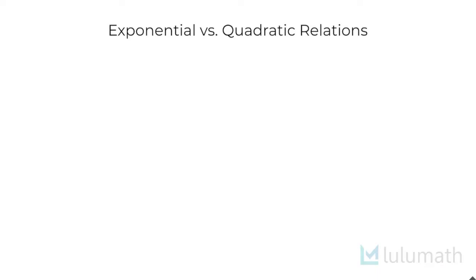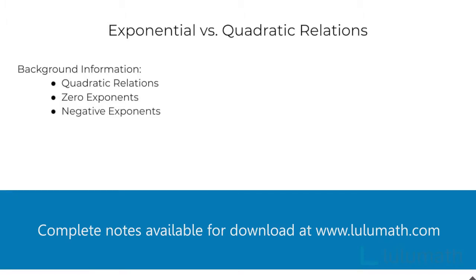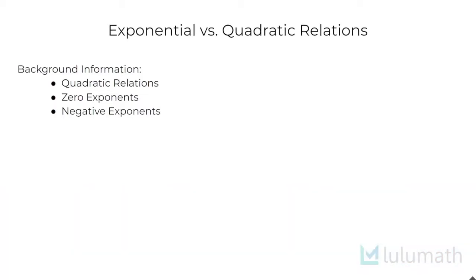This video is on the difference between exponential and quadratic relations. And in order to be able to do this, you need to know what quadratic relations are. You need to understand zero exponents, and you also need to understand negative exponents. Now, exponential versus quadratic relations, these two tend to get mixed up with each other quite often. So this is something that we have to make sure that we understand the difference between the two of them.